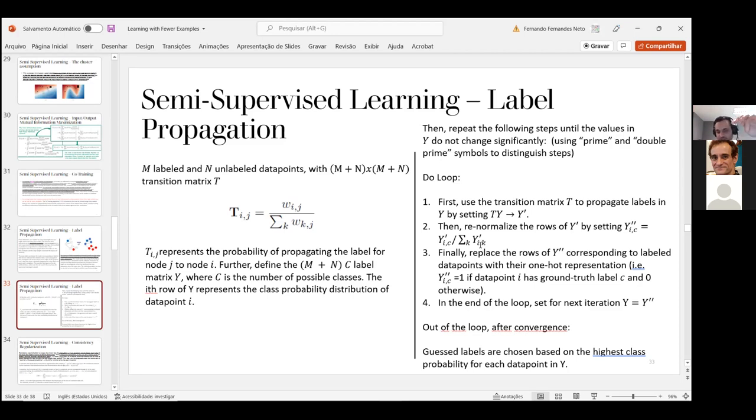This is a minor issue that I found in the algorithm description in the book, which abuses the notation Y. So that's why I took the freedom to adapt it here. And out of the loop, after convergence, guessed labels are chosen based on the highest class probability for each data point in Y. Okay.